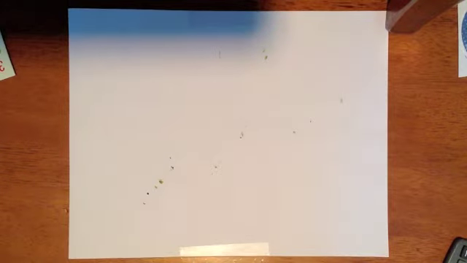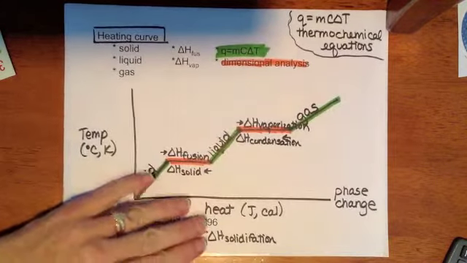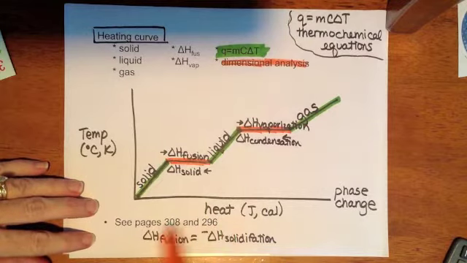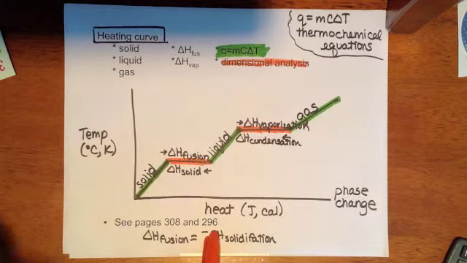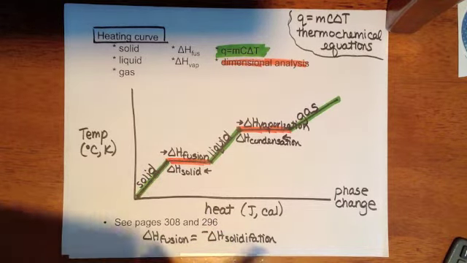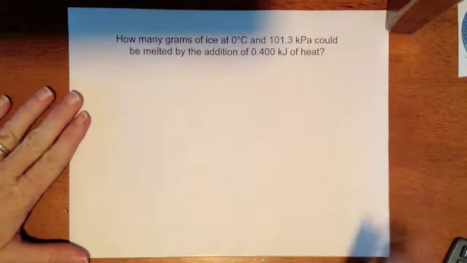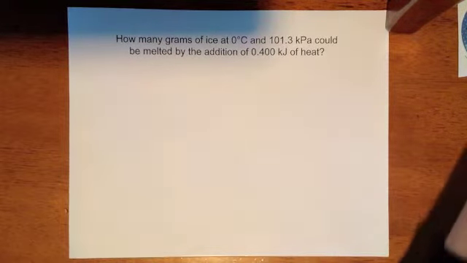And I think I forgot to point this out, so let me point it out. You need to make sure that you have page 308 and 296 accessible so we can look things up. 308 and 296. Okay. The first example, go ahead and copy it down.